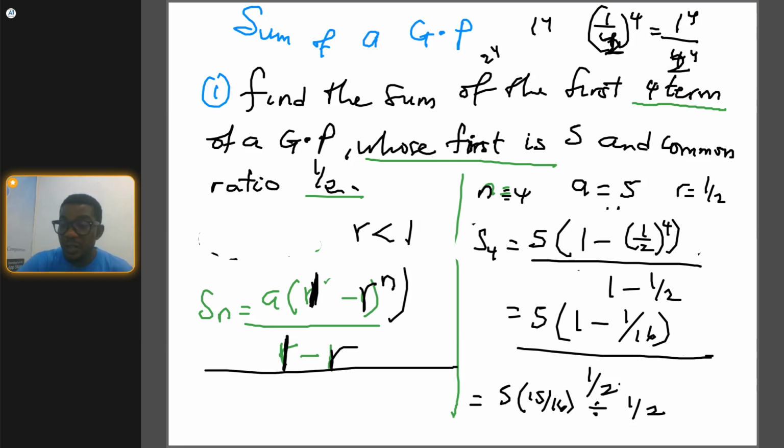Multiplying 5 times 15/16, that is 75/16. Change this to multiplication, that is times 2/1. So multiply this 75/16 by 2/1. We are going to have the final answer to be 75/8. So the sum of the first four terms is 75/8.